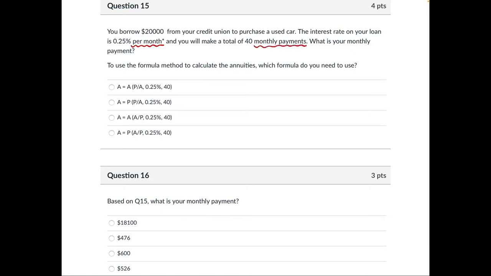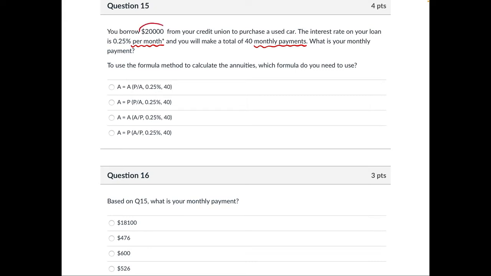Sounds like your interest period is 1 month. So what is your monthly payment? Okay, and so this is a problem to ask you, what is your annuity? What is your monthly payment? Because every month you're gonna pay the same amount. So that is an annuity. So this is to find the annuity given a present value.